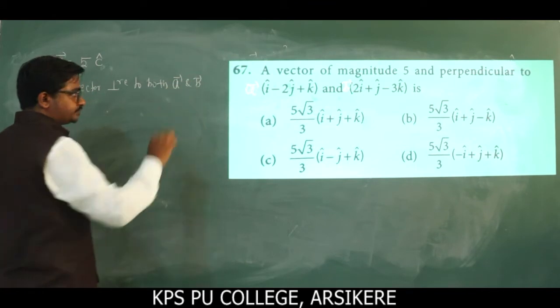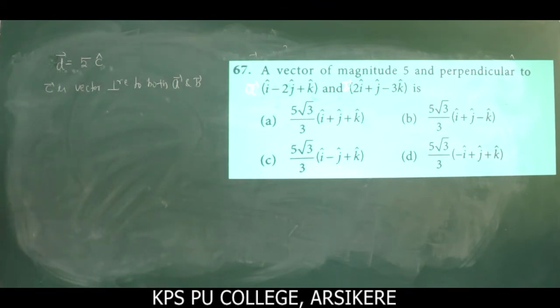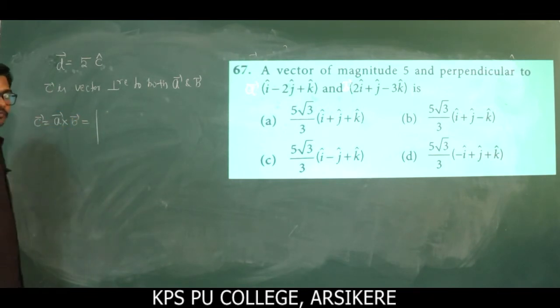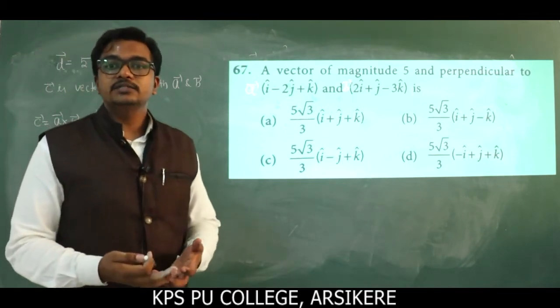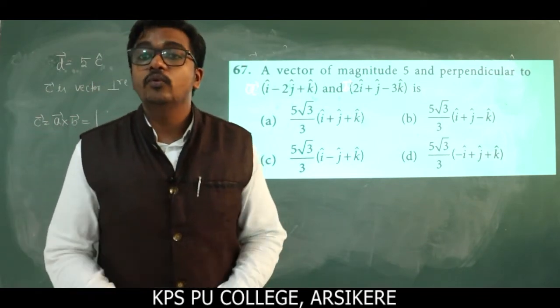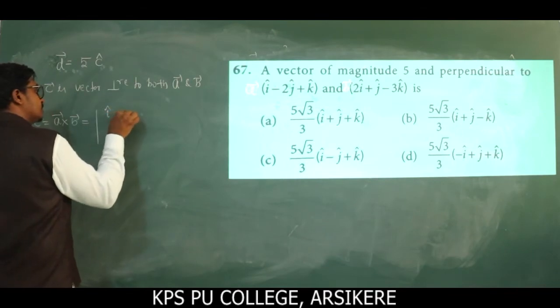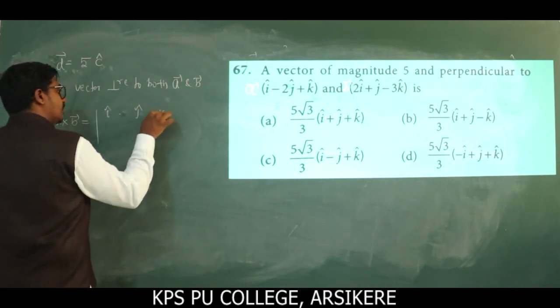Take the given vectors as vector A and vector B, both vector A and vector B. Vector C is equal to vector A cross B. It is perpendicular, because the property says A cross B is a vector perpendicular to both vector A and vector B. This is i cap, j cap and k cap.